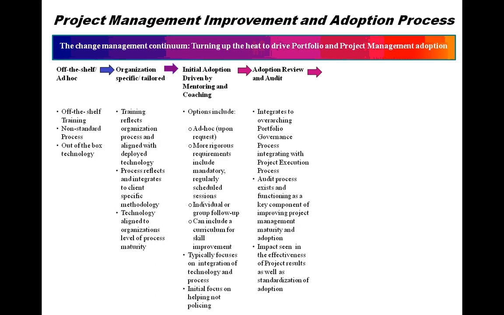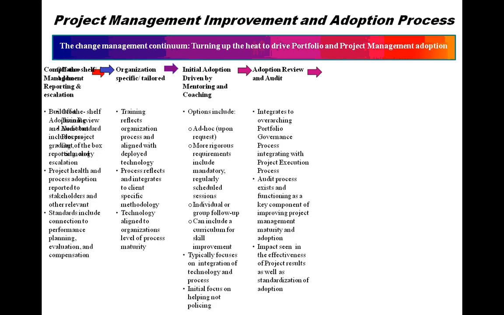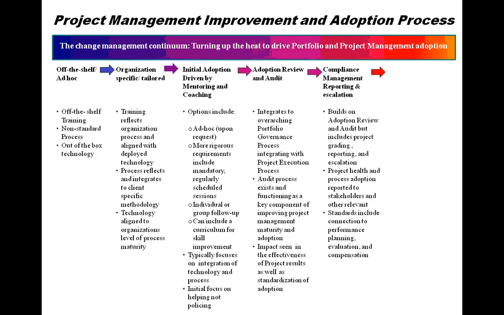But when we talk about auditing now, we're really talking about auditing the effectiveness of project results on time, on budget, on spec, as well as the standardization of the adoption of the process. So, okay, we review and we audit. We say, okay, things aren't going well. What might happen next? Now we get into compliance management, reporting, and escalation. So if we're not following the process, what are we going to do about it? Is there a skill issue? Is there a compliance issue? So we're going to build on this adoption and review process and maybe think about evaluation.